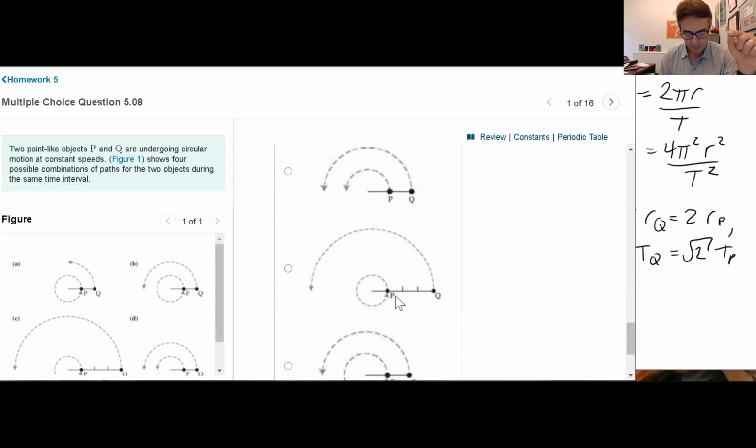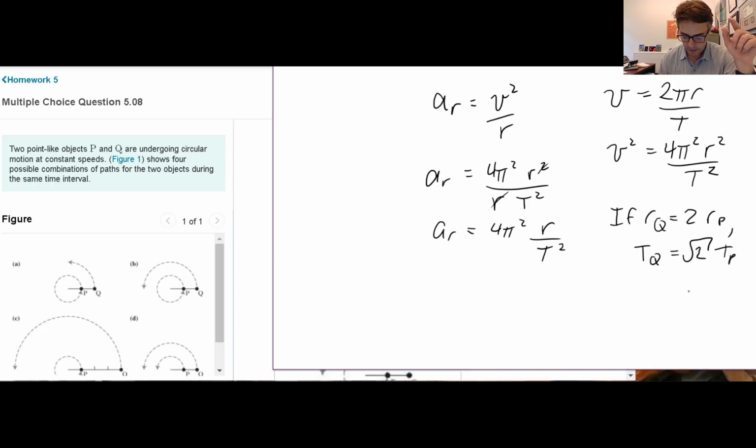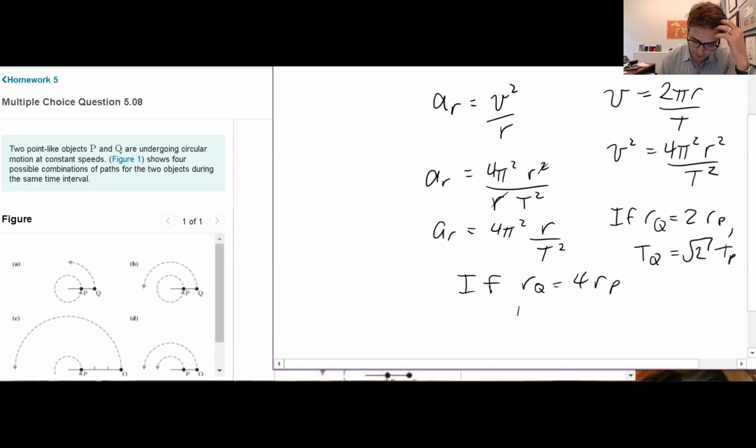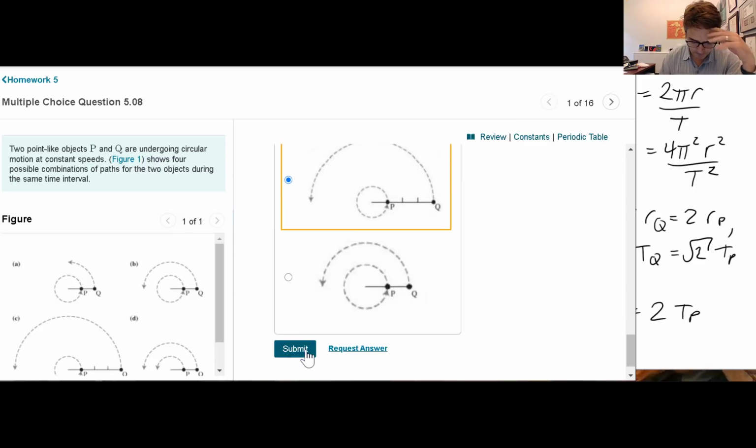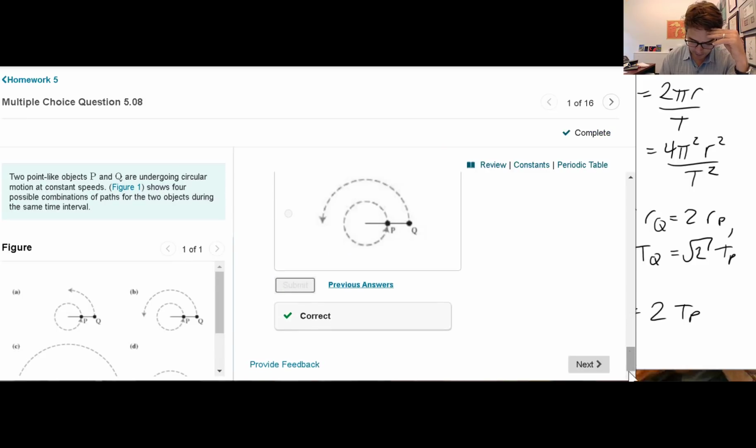Here's a situation where the radius of Q is 4 times P, so that'll actually work out. If the radius of Q is 4 times the radius of P, then T of Q is equal to the square root of 4 times the T of P, which is twice the period of P. And that's the case right here: Q goes around half the whole circle in the same amount of time it takes P to go around the full circle, so it's got twice the period. So that's the one I like for C. Correct. Okay.